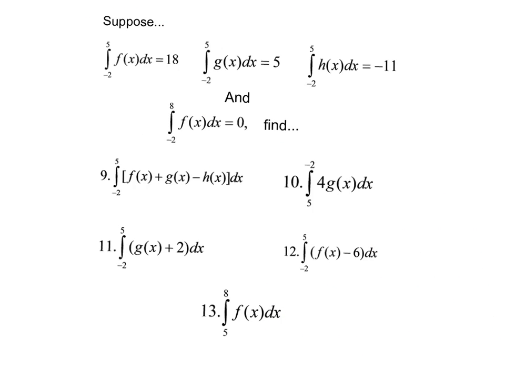And our last slide, we're going to take a look at these integrals from a little bit different perspective. So you'll notice here, instead of being given a graph, you're given the algebraic representations of 3 integral values. So we know the integral of f of x from -2 to 5 is 18. The integral of g of x from -2 to 5 is 5. And the integral of h of x from -2 to 5 is -11. And last of all, the integral of f of x from -2 to 8 is 0. So let's use these facts to be able to simplify these integral expressions.